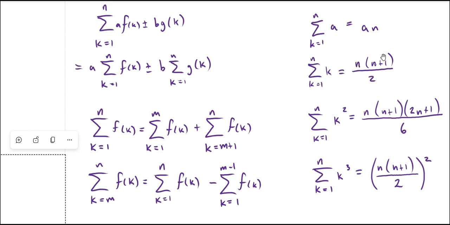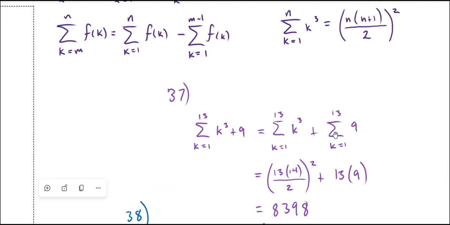Regardless of whether n is even and n plus 1 is odd, or n is odd and n plus 1 is even, that's going to be an even number overall, and so dividing it by 2 will give you a whole number. There's a corresponding formula for k squared, right? If you sum the first n squares, you get the following: n times n plus 1 times 2n plus 1 over 6. And finally, and kind of curiously, when we sum the first n cubes, we wind up with the sum of the first n integers, but now squared.